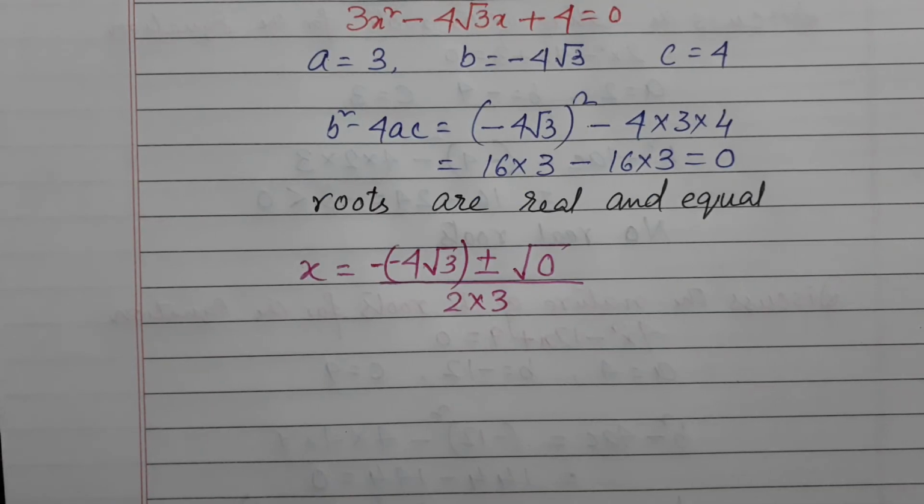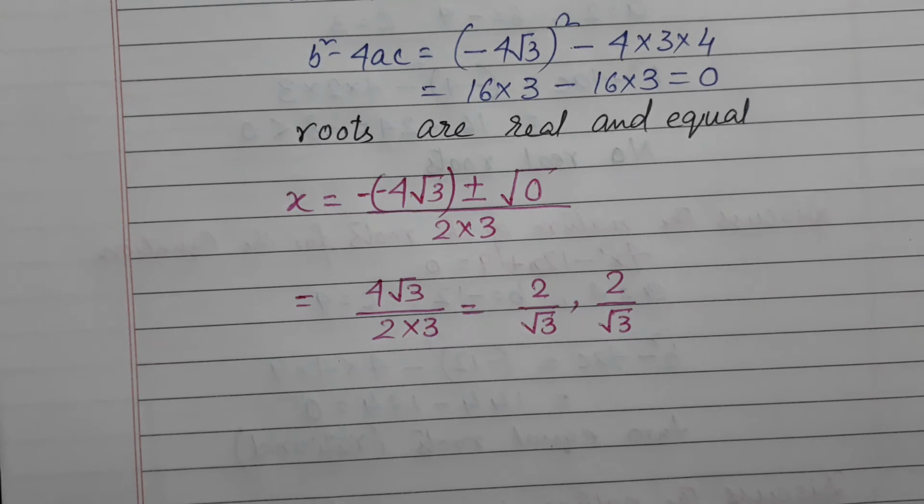As an example, if we solve it further, we can write the value of x like this. Hence, x will be 4 root 3 by 2 into 3, and we can write the roots are 2 by root 3 and 2 by root 3. So we can see that the roots are not rational. Here the roots are irrational.